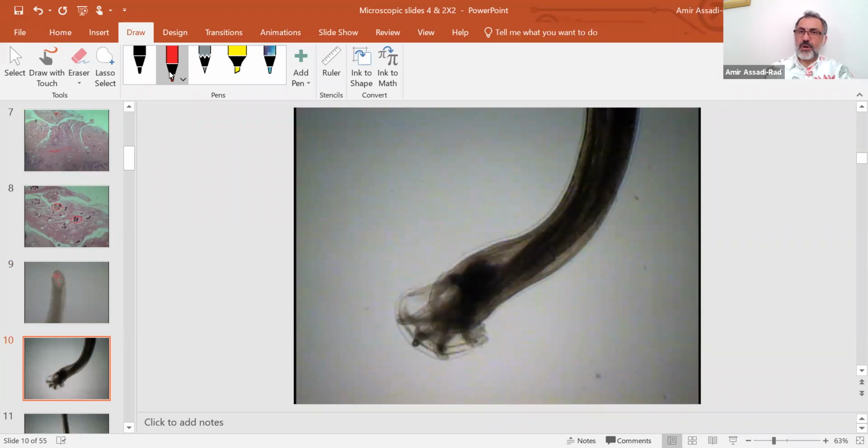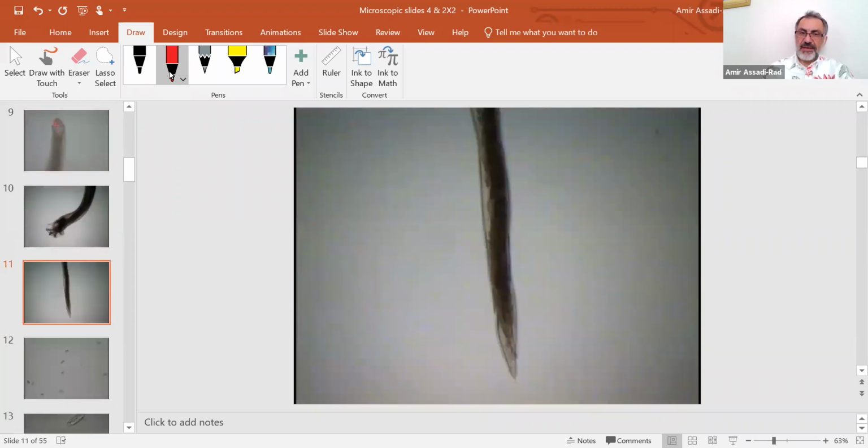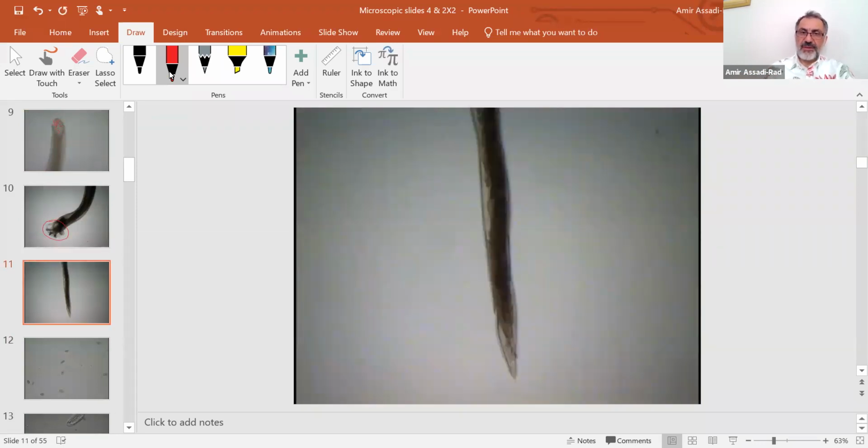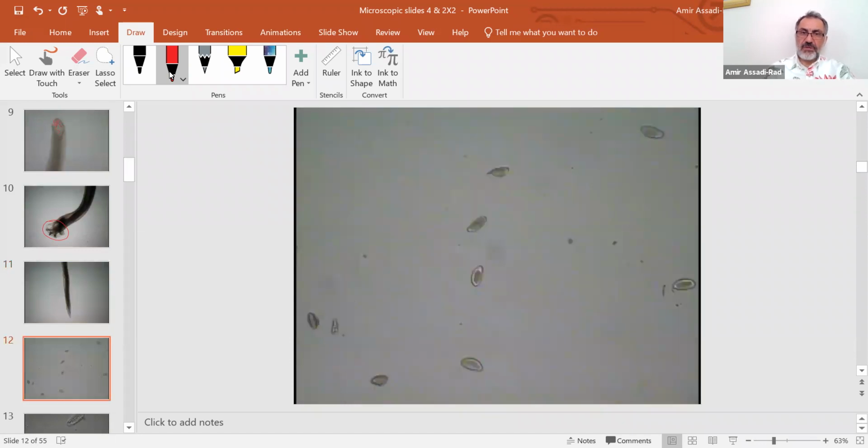This is a male, hookworm male. This is a female toward the posterior end. What is the name of the structure? That would be copulatory bursa. That's a male again. Copulatory bursa of male. Female, they have no copulatory bursa.